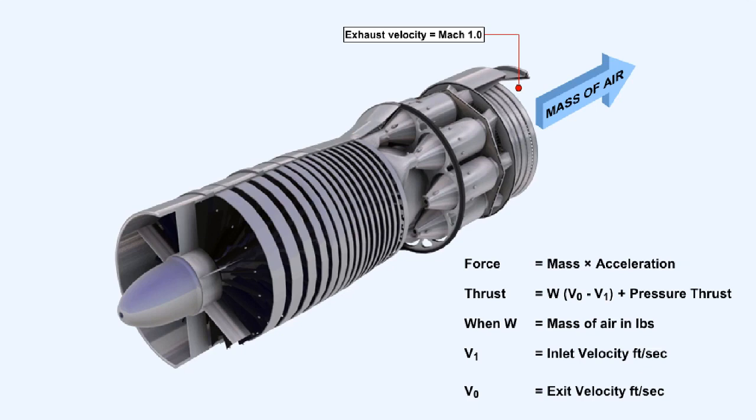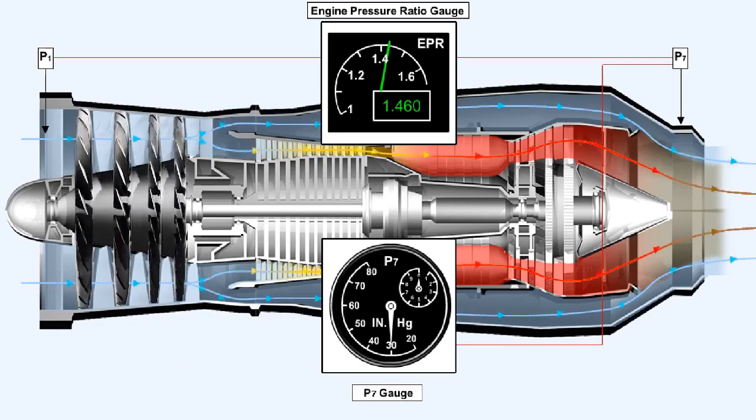In the case of a turbojet running in a choked condition, there will be the addition of pressure thrust, which will give us this. The power of a turbojet can be measured as thrust. Thrust is displayed on either a P7 or an engine pressure ratio gauge, both of which are thrust gauges.